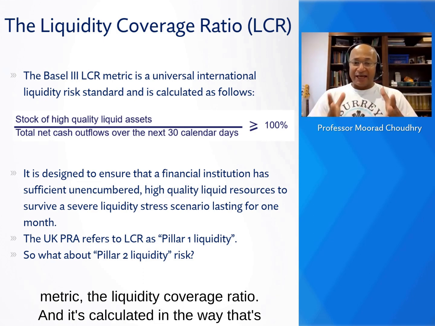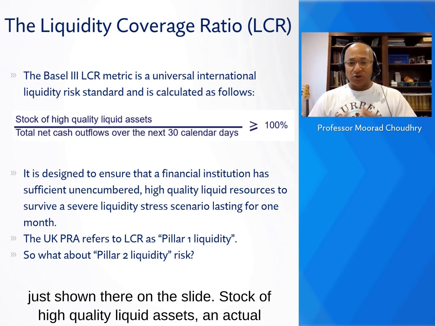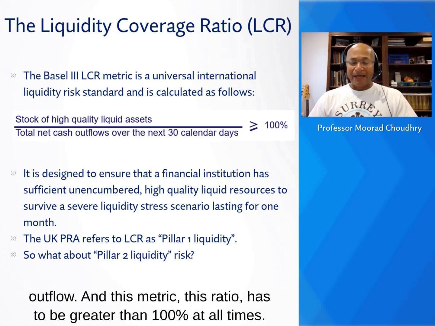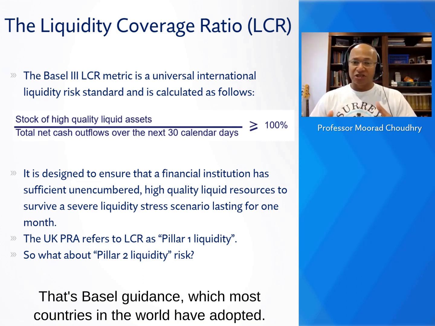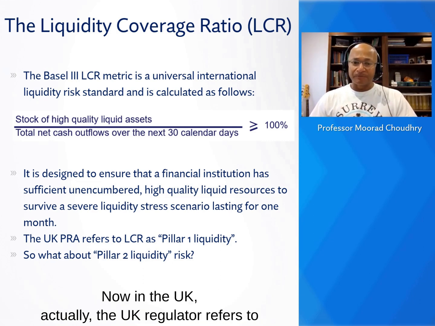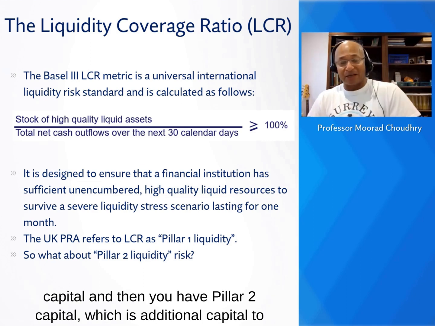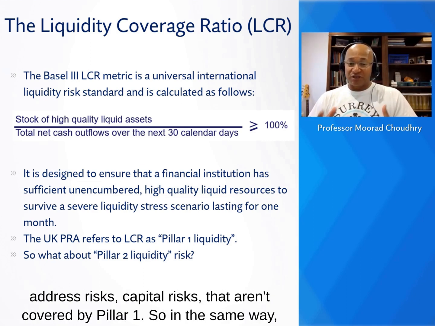And it's calculated in the way that's just shown there on the slide. Stock of high-quality liquid assets, an actual number that one can observe, divided by an assumed outflow, an assumptions-based outflow. And this ratio has to be greater than 100% at all times. That's Basel guidance, which most countries in the world have adopted. Now, in the UK, actually, the UK regulator refers to LCR as Pillar 1 liquidity risk, analogous with capital, where you have Pillar 1 capital and then you have Pillar 2 capital, which is additional capital to address capital risks that aren't covered by Pillar 1.